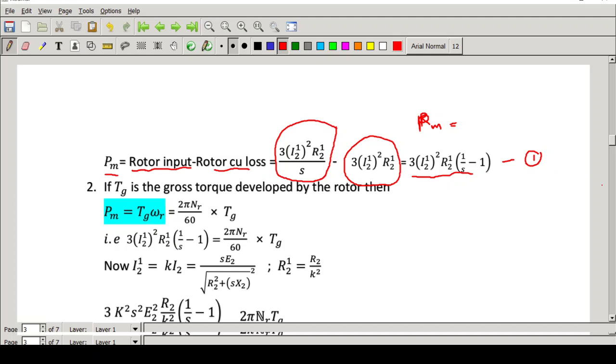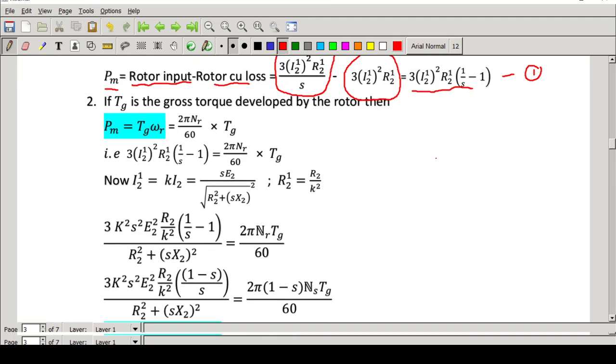Now our intention is to get a relation between torque and speed. Still, we are not finding any speed term here, so we will see how to bring that term. For that, we will derive another equation for this PM, and then equate the two. We already know that power, torque and speed are related by the equation P is equal to T into omega. The same relation we will apply here.